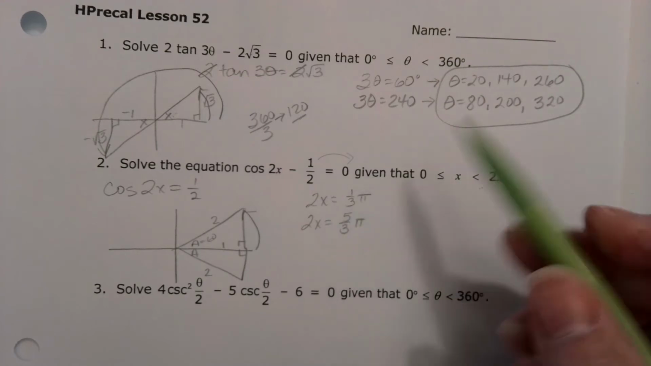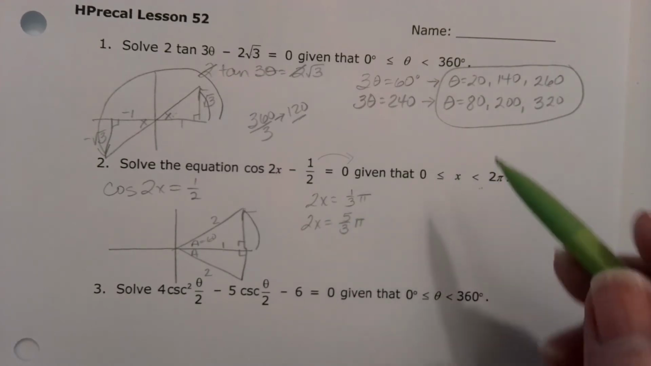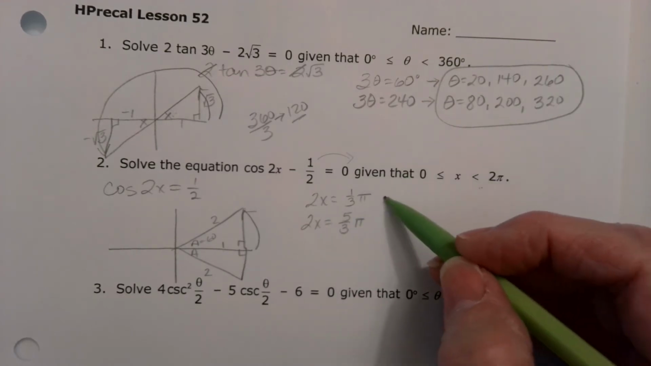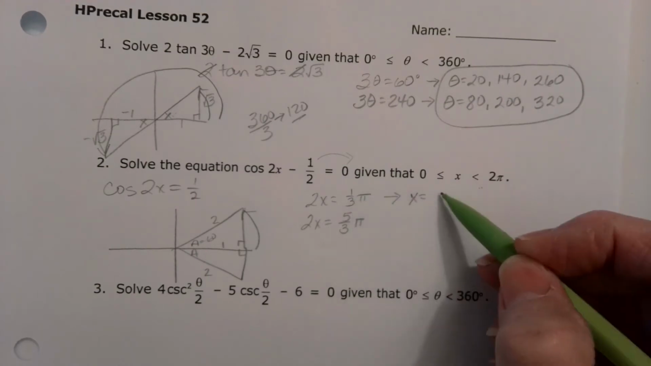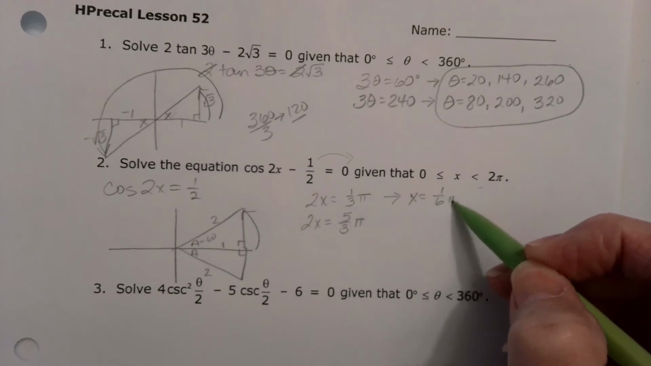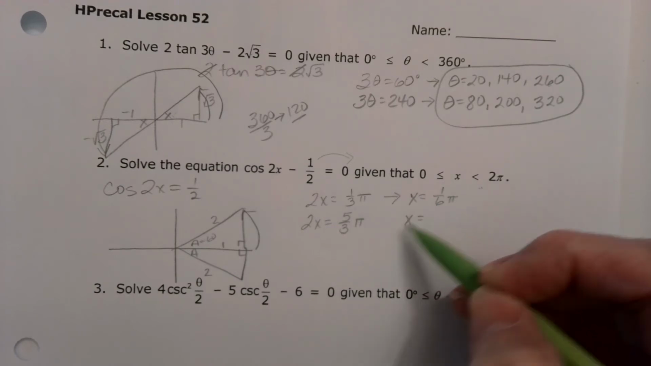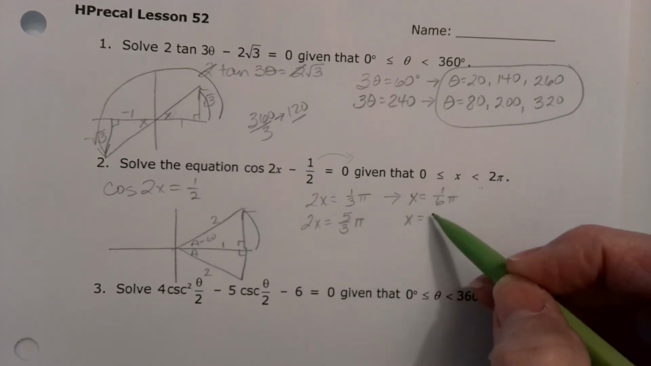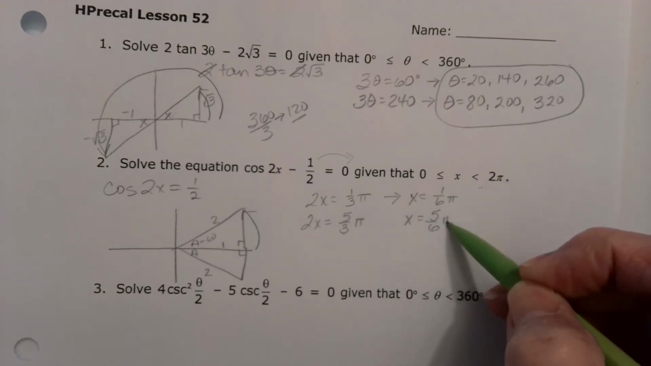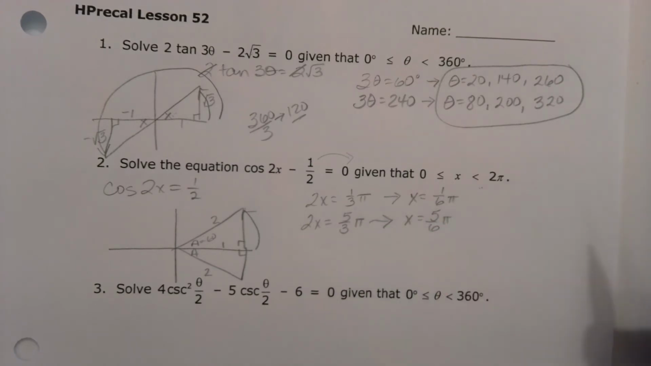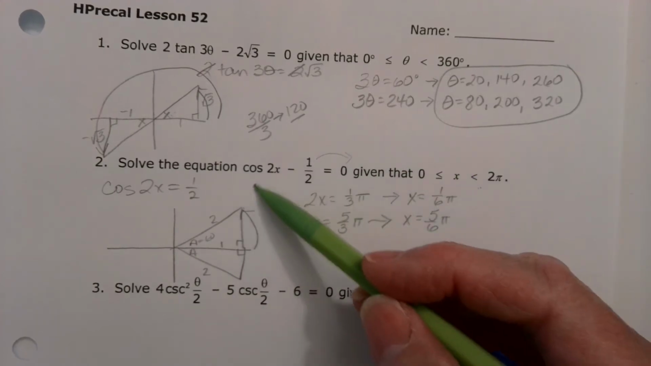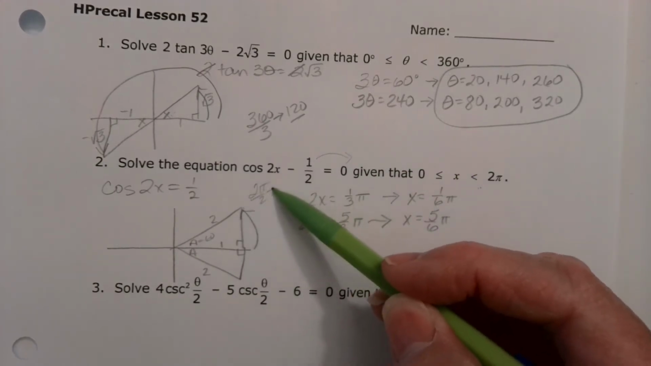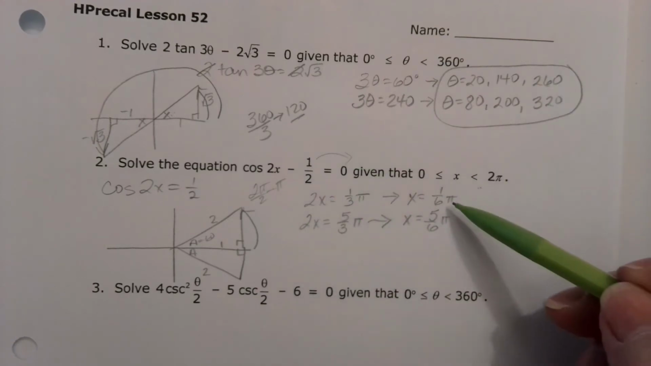Now, I'm going to divide both sides by 2, which is the same thing as multiplying by 1/2. So I get that x is, if I multiply by 1/2, 1/6 pi. Or that x is, I multiply by 1/2, I get 5/6 pi. Now, if I go around the whole time, that's 2 pi, and then if I divide it by 2, it's pi. So I'm going to add pi to this.